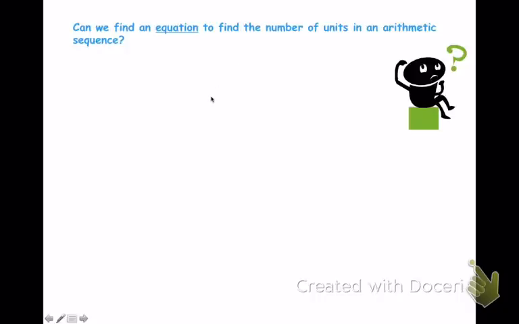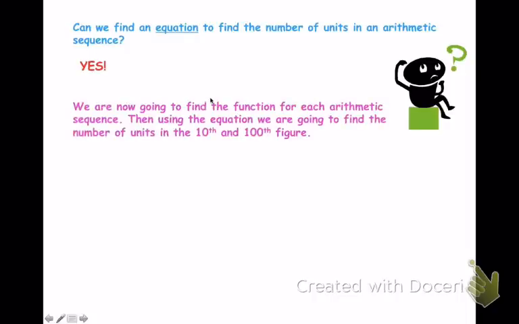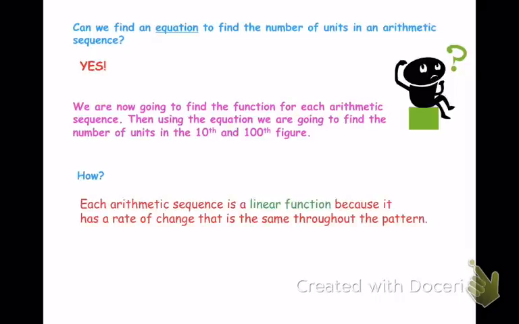In this case we are going to be looking at a linear pattern. So we're going to find the function for each one for the 100th and 10th figure. How are we going to do this? Remember, each arithmetic sequence is a linear function because it has a rate of change that is the same throughout the pattern, meaning it adds by the same amount. Therefore, it's going to be a linear pattern if we graph it, which means we can write a linear equation.